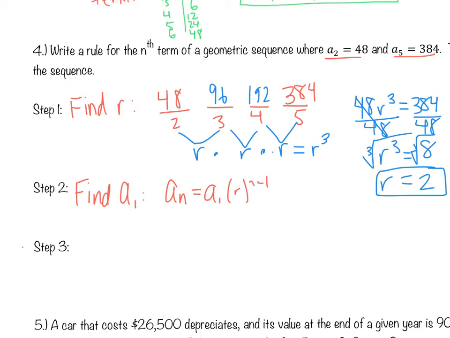So a sub n. Remember, I can use one of these points. I'm not going to use a really big number, so I'm going to use this number here. It's a little bit smaller. So it's telling me that the second term is 48. So that means a of n is 48, and n will be 2. Remember, this is n, and this is a sub n.